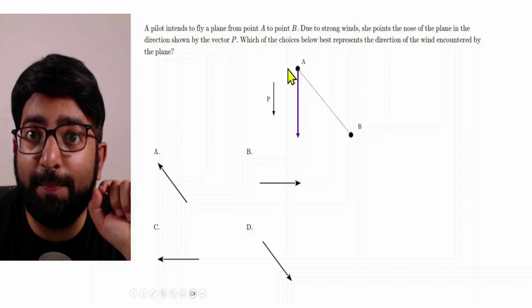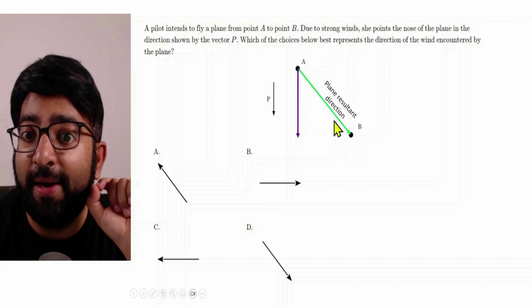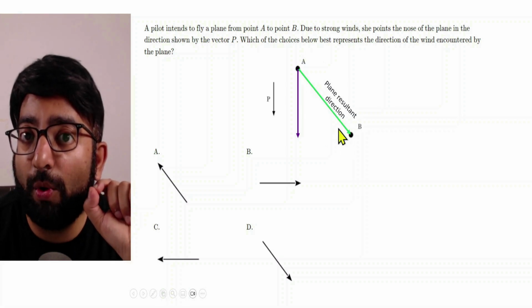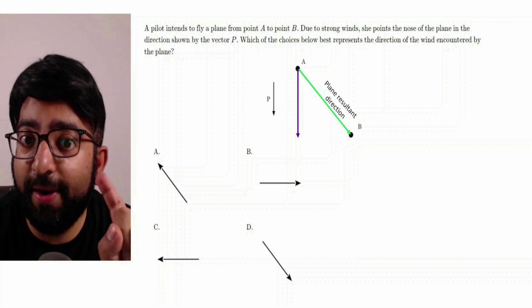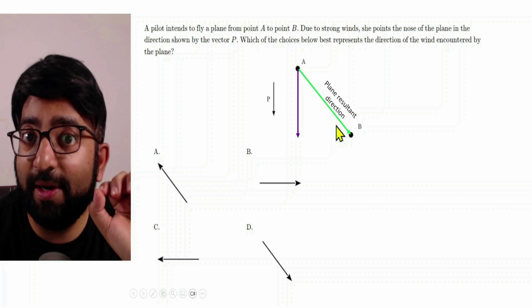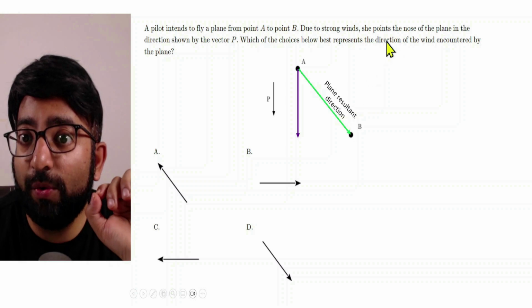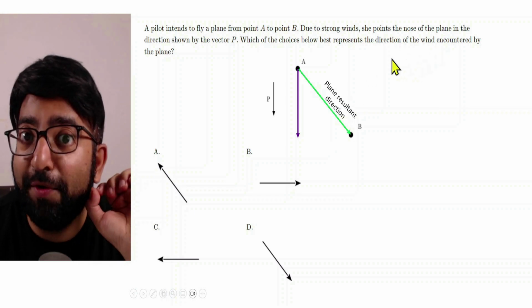And we also know that the pilot wants to go from A to B. Hence, this arrow will represent the resultant direction in which the plane wants to go. So had there been no wind, then the plane would have traveled easily from A to B. But here the winds are there, which means the winds are going to push the aeroplane. And we have to figure out the direction of the wind. So how do we solve this question?